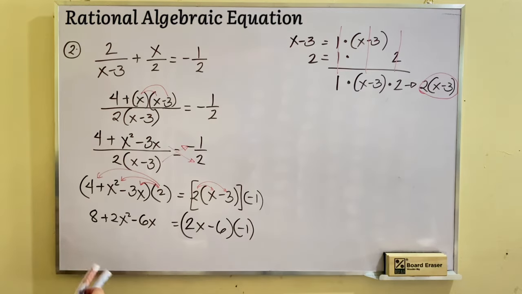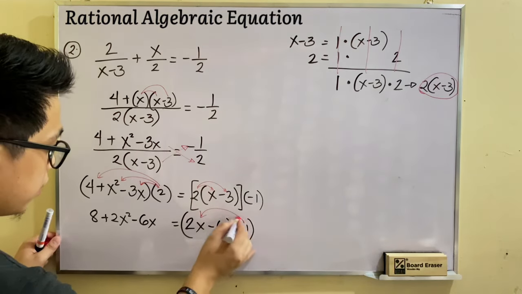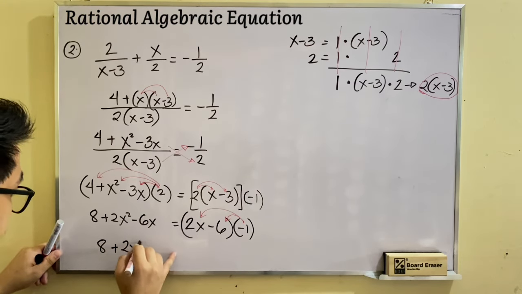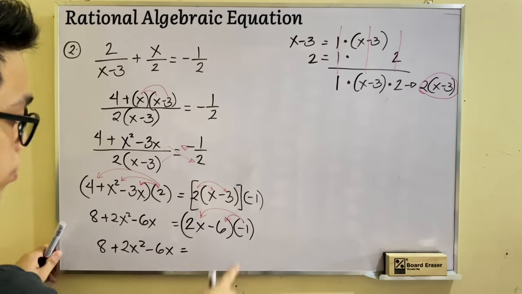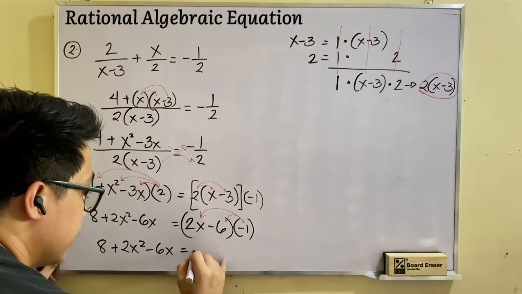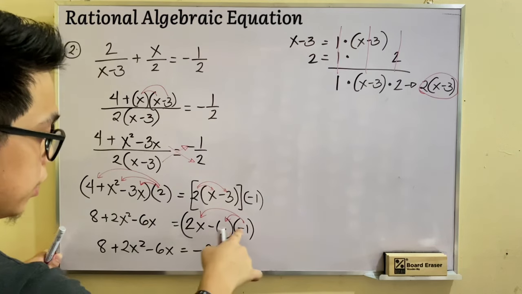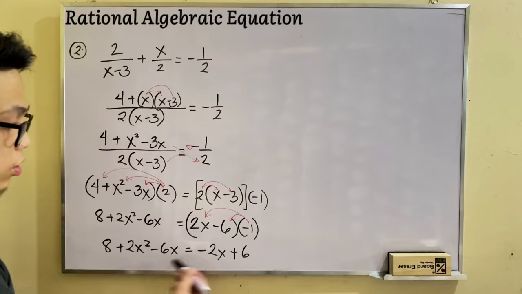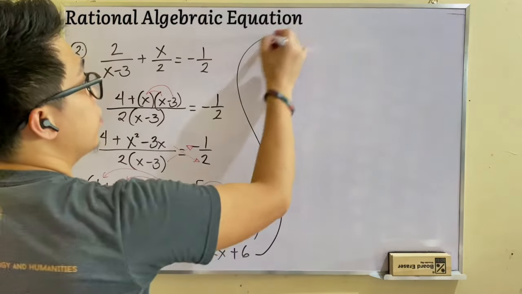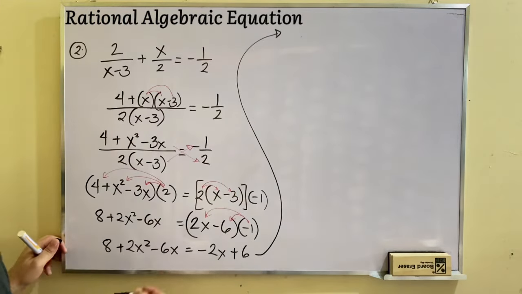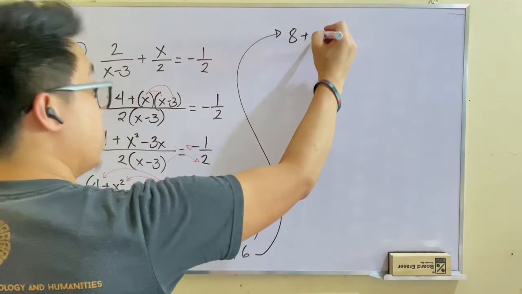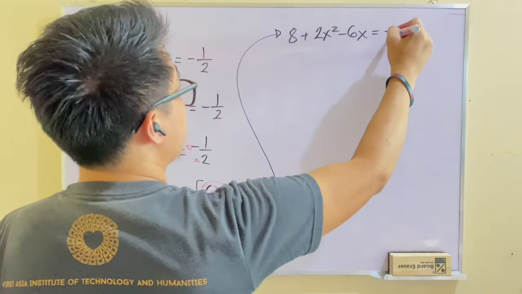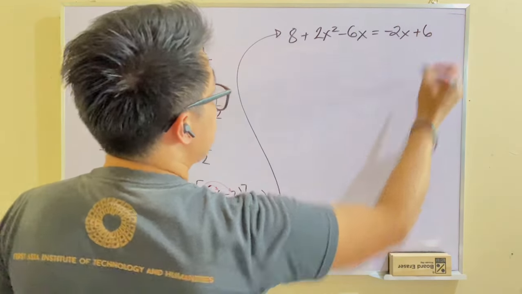So, hindi pa ito tapos. Yung negative 1, i-distribute po ulit natin. So, 8 plus 2x squared minus 6x is equal to 2x times negative 1 is negative 2x. Negative 6 times negative 1, negative times negative is positive 6. Ito na yung nakuha nating equation. Continue natin dito. So, sulat ko lang ulit ito. 8 plus 2x squared minus 6x is equal to negative 2x plus 6.